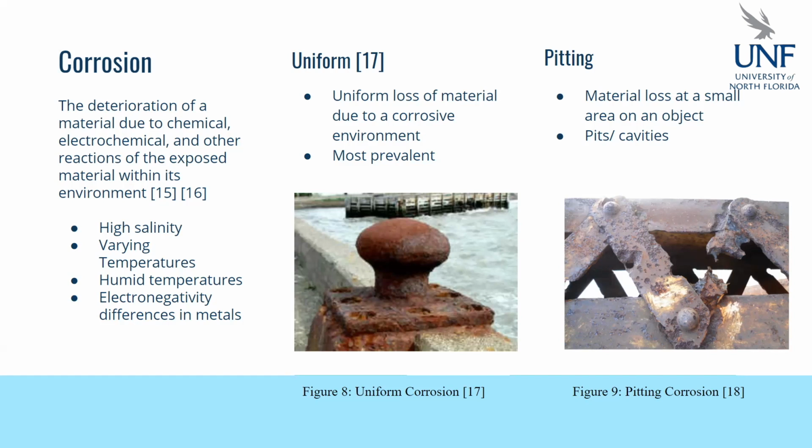Uniform corrosion is the most prevalent type of corrosion. It's defined as uniform loss of the material due to a corrosive environment, and figure 8 is just a prime example of that. Pitting corrosion, on the other hand, is loss of material at specific small parts on the object. Pitting corrosion creates these little pits or cavities in the material, and they come in all different shapes and sizes. The small grooves seen in figure 9 are instances of pitting corrosion.